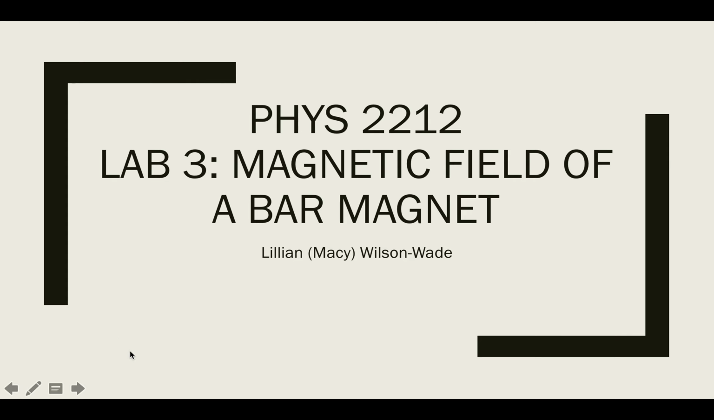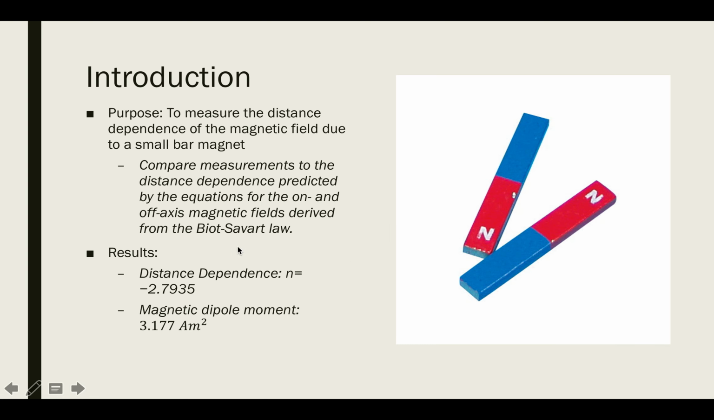Hello, my name is Lillian Wilson Wade, and this is the third Physics 2 lab examining the magnetic field of a bar magnet. The purpose of this lab is to measure the distance dependence of the magnetic field due to a small bar magnet. We'll also be comparing the measurements to the distance dependence predicted by the equations for the on and off axis or perpendicular magnetic fields derived from the Biot-Savart law.